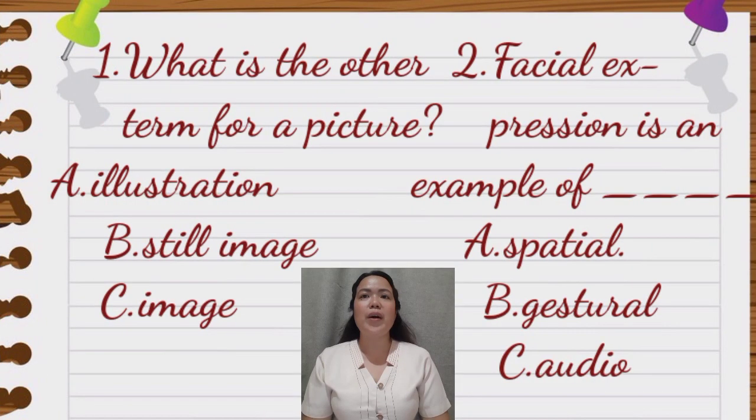Number 1. What is the other term for a picture? A. Illustration. B. Still image. C. Image. And number 2. Facial expression is an example of blank. A. Spatial. B. Gestural. And C. Audio.